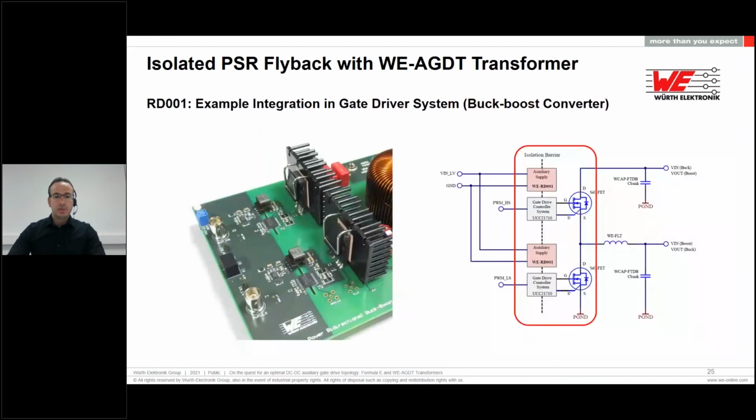Here we can see an example of the integration in the gate driver system. This is a half bridge configuration again, but in this case for a high power buck boost converter. And we can easily see on the high side the SiC-MOSFET device, in this case a discrete device with a heatsink, the auxiliary supply, and the controller system here. And the same for the low side.